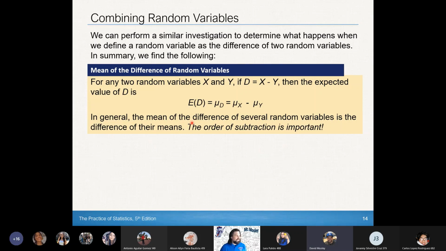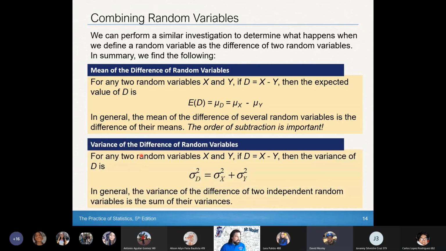And in general, the mean of the difference of several random variables is the difference of their means. The order of subtraction is important. As in all math, order of subtraction is important. 5 minus 2 is not the same as 2 minus 5. X minus y is not going to be the same as y minus x. The order in which it was provided, x minus y, is the order in which we need to subtract the means, x and y.